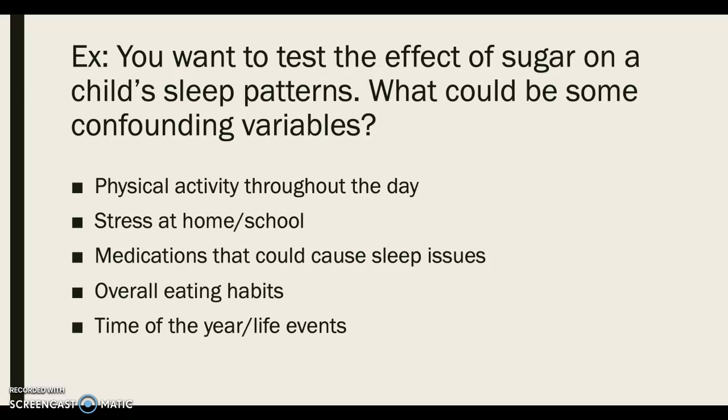Time of the year or life events. As a child, I remember the month of December, man, I just never slept well. I was always just so excited. Like, was there going to be snow? We're going to have a day off of school. The holidays were coming. I was going to get to hang out with my cousins. So what's happening in the life of that child? Because that could also impact things and potentially the effect of sugar. So you just have to think through, when you're looking at a study, what are the two things we're studying and what else could impact those things?